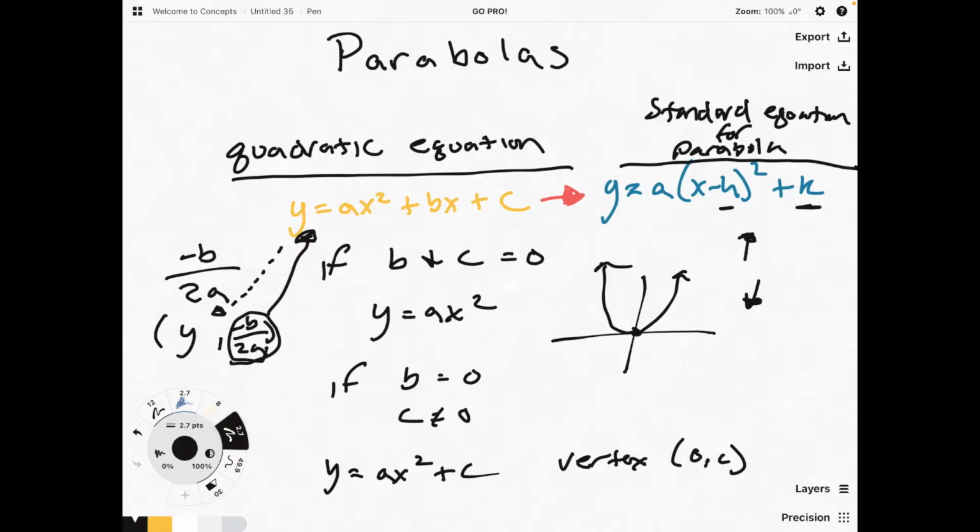Again, if you are given a quadratic equation and asked to find the vertex, rather than completing the square and finding h and k, you can use this cool little trick, the theorem for locating the vertex of a parabola, by taking the opposite of b over 2a, plugging that into your quadratic equation, and then finding that y value. Okay, let's take a look at a couple examples.